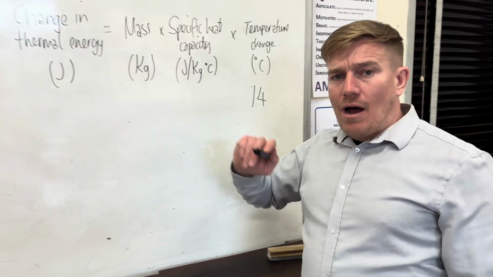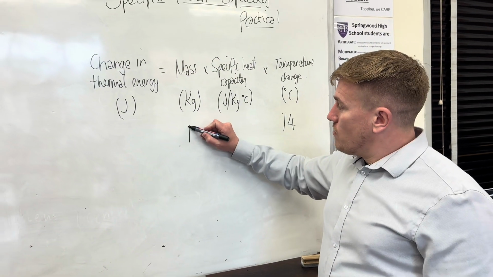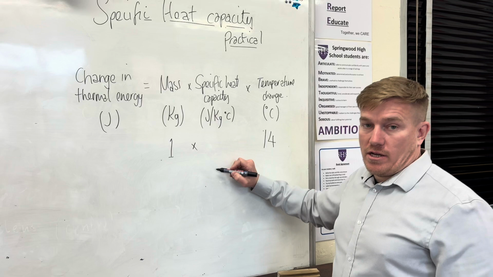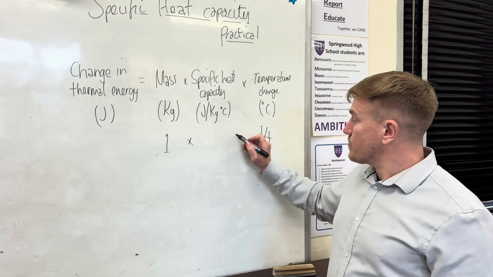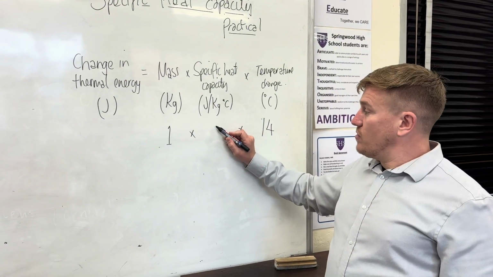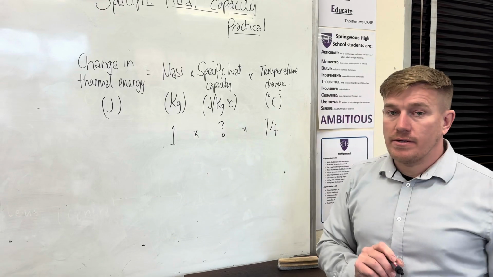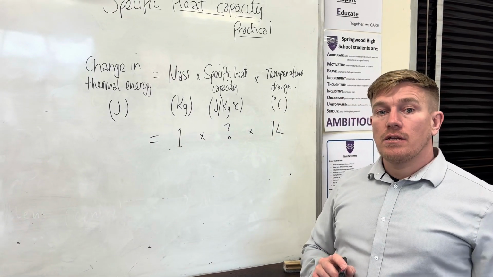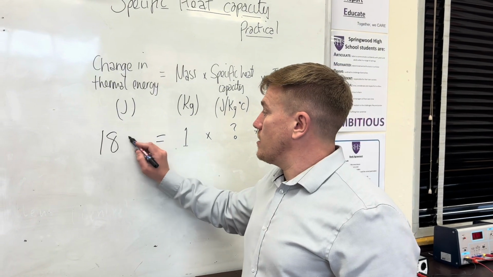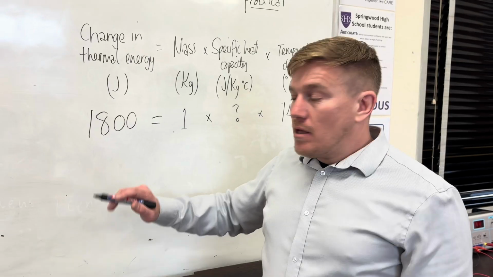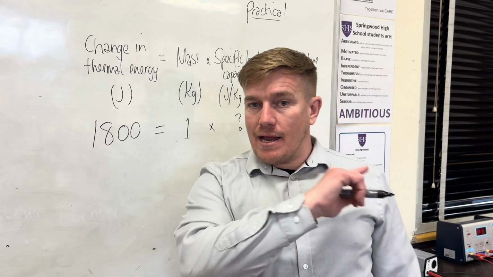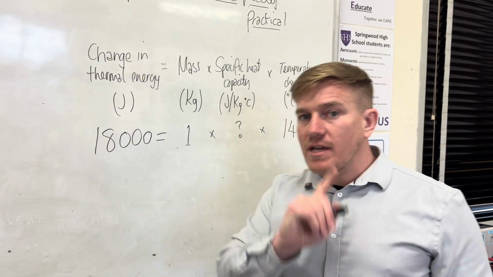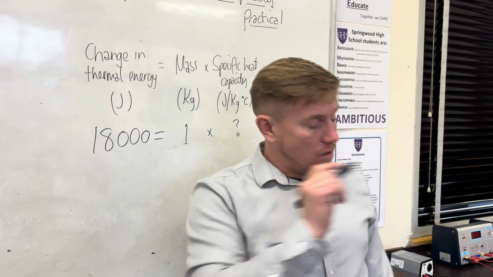So we know the mass of our aluminium block was only 1 kilogram. We don't know our specific heat capacity, so we need to work this number out. We do know our change in thermal energy, which was 1,800 joules. But those joules were multiplied by 10 because of our Joulemeter, so we have to add an extra 0 on the end. We mustn't forget the denomination of the Joulemeter.